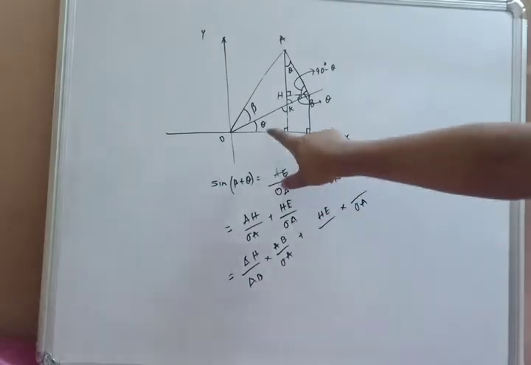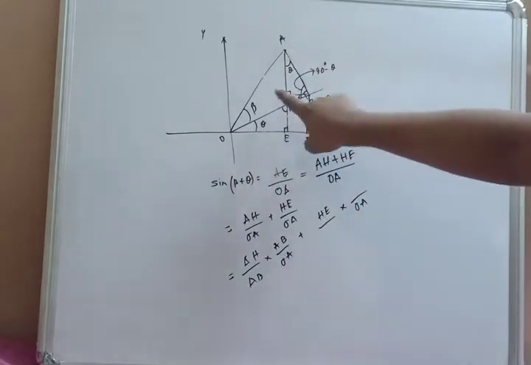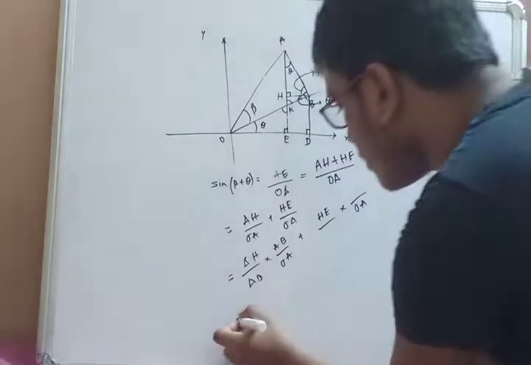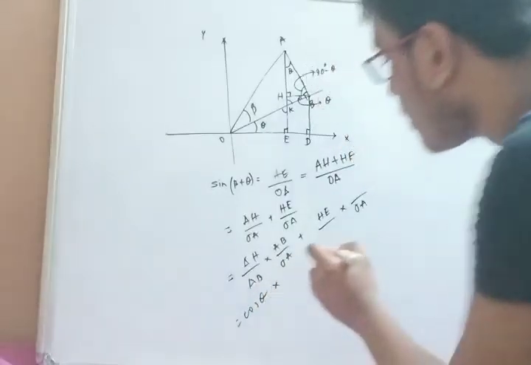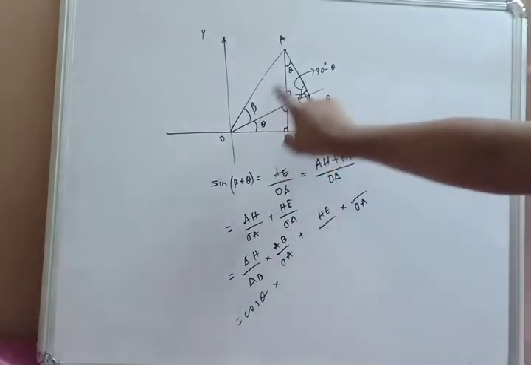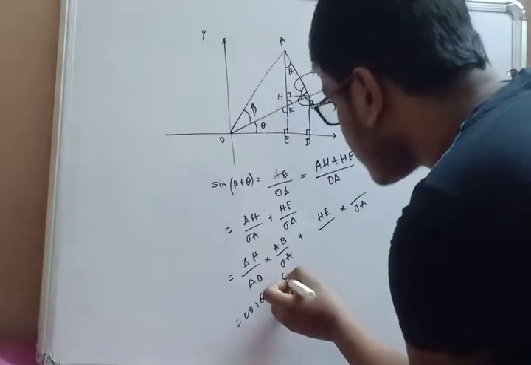Here also, let's first see this. AH by AB. What is this? This is cos theta. AB by OA. What is AB? AB by OA is sin beta.